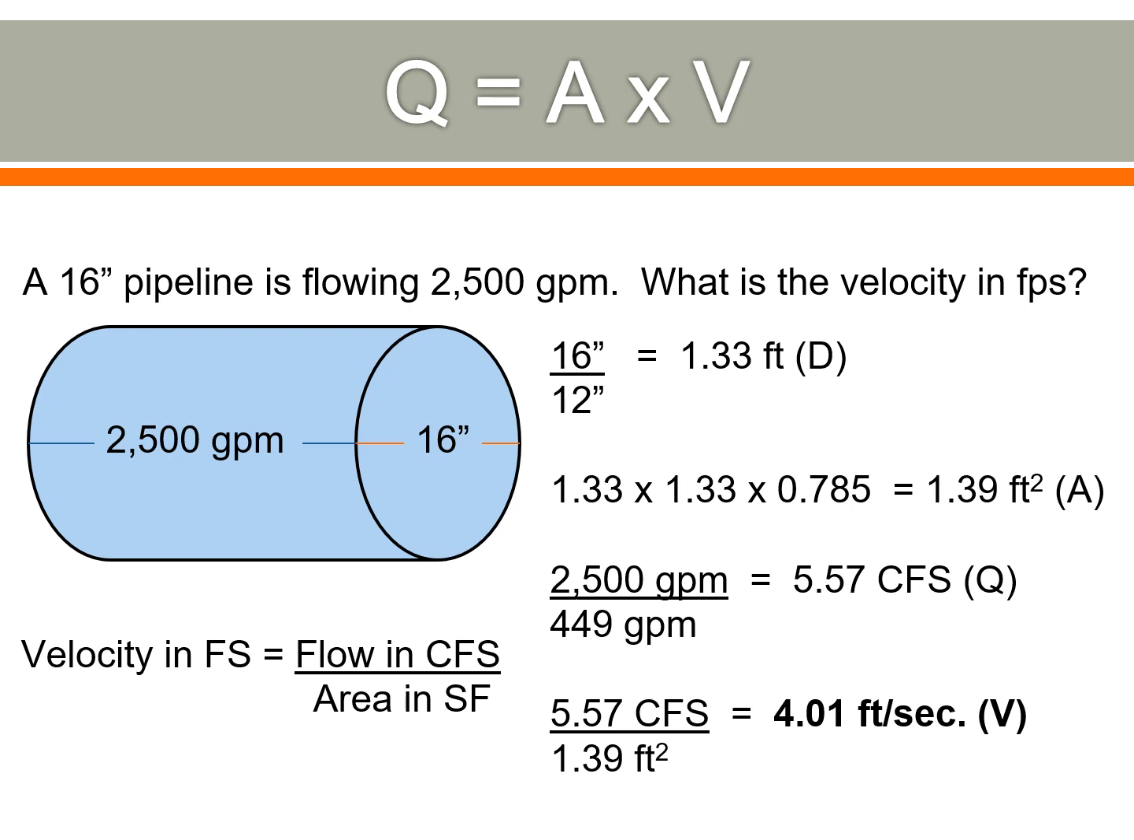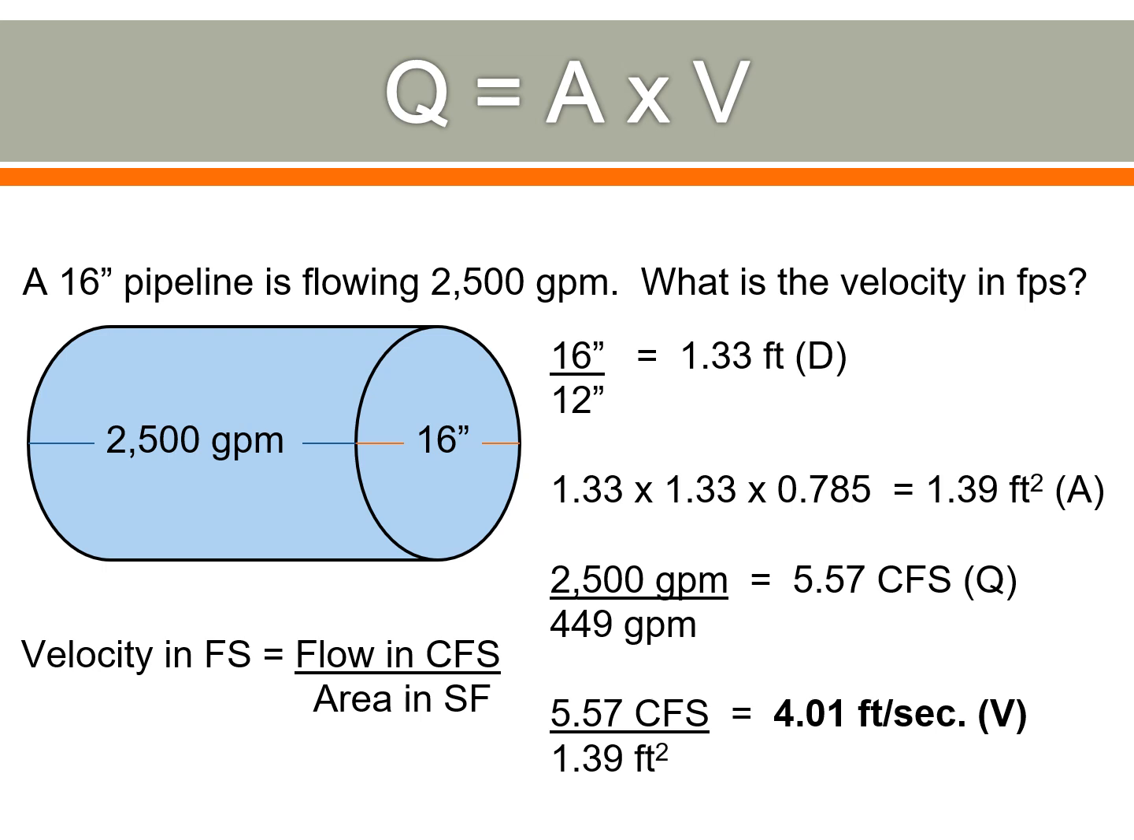All right, so first thing you want to do is solve for your area, which is the 16-inch pipe. So you would divide 16 by 12, and that would give you 1.33 feet. So then you take that 1.33 times 1.33 times 0.785, and you get 1.39 feet squared. And then we use our shortcut that we learned earlier when going from gallons per minute to cubic feet per second. And so we would take that 2,500 GPM and then divide that by 449 GPM, and you're left with 5.57 cubic feet per second.